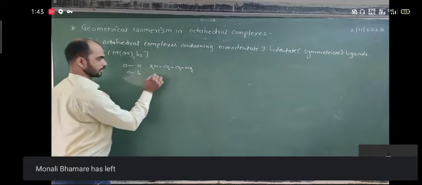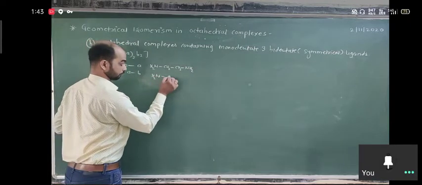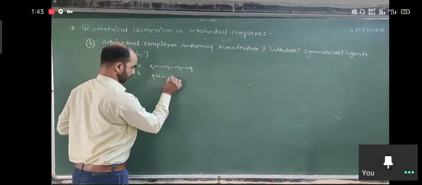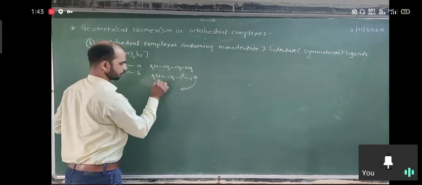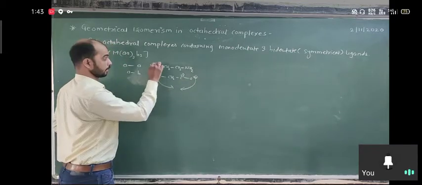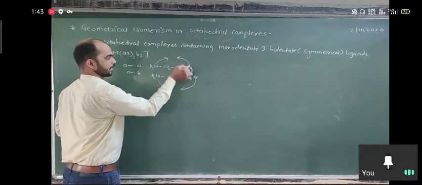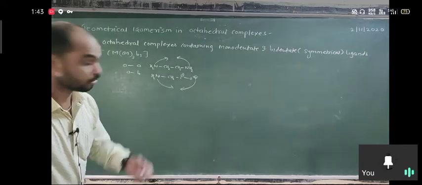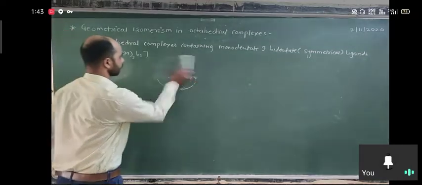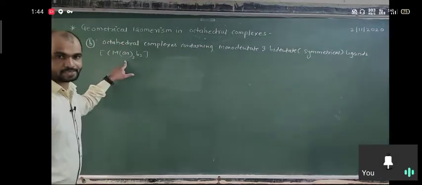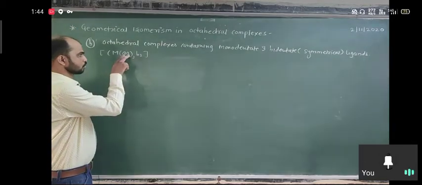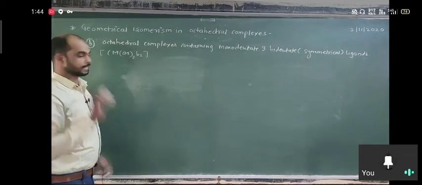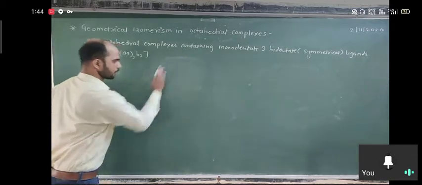And if it is AB, both are different, AB type of bidentate ligand. Here both are same, AA type of bidentate ligand. So the complexes contain two bidentate ligands and two monodentate ligands. Here bidentate means 2 into 2 is 4, plus 2 is 6 coordination number. So we are going to draw the possible cis and trans isomers.